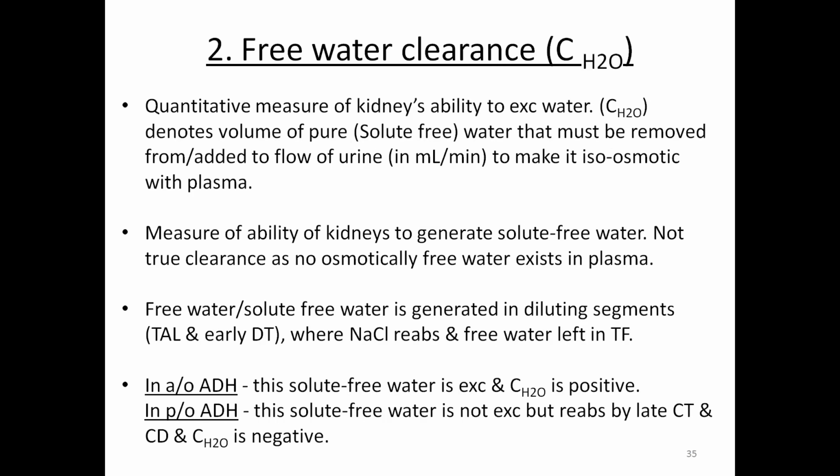Then you have free water clearance, or CH2O. This is a quantitative measure of the kidney's ability to excrete water. So what does it mean actually? It is the volume of solute-free water, so how much water basically, that must be removed or added to the flow of urine to make it isoosmotic to plasma. So it basically is a measure of the ability of the kidneys to generate solute-free water.